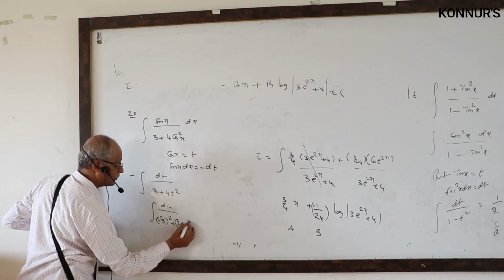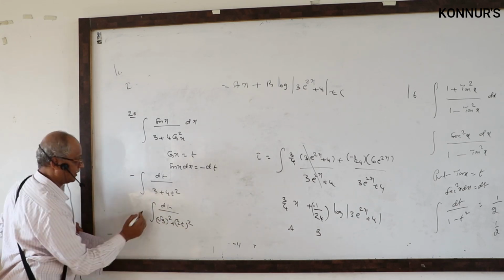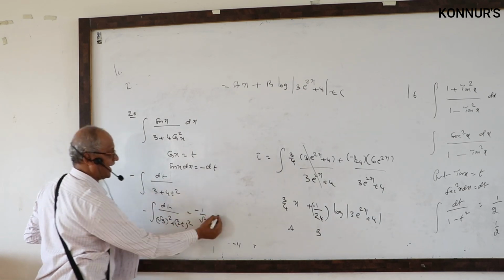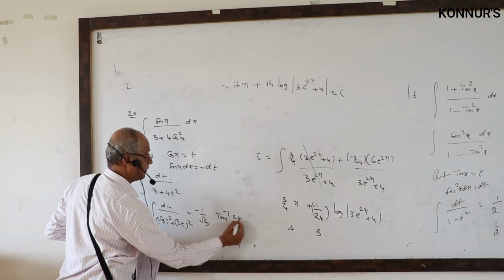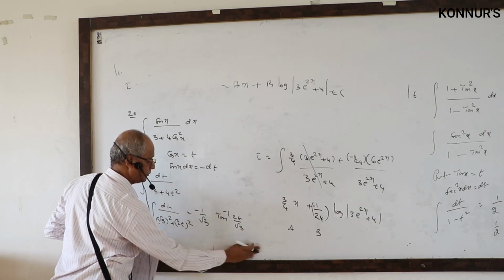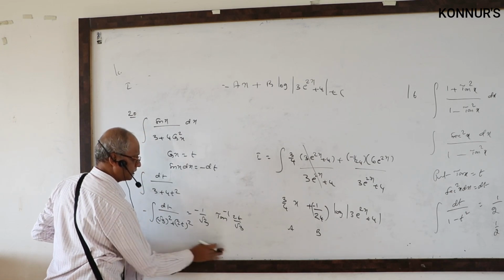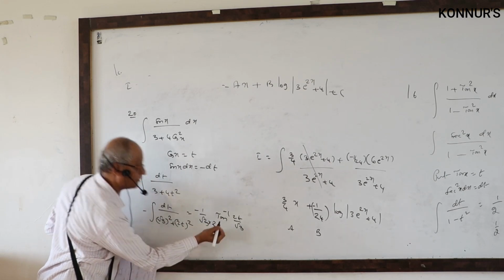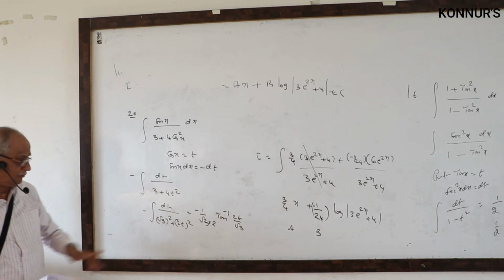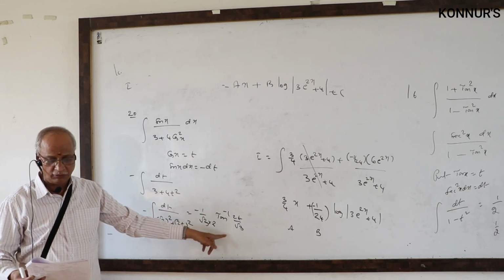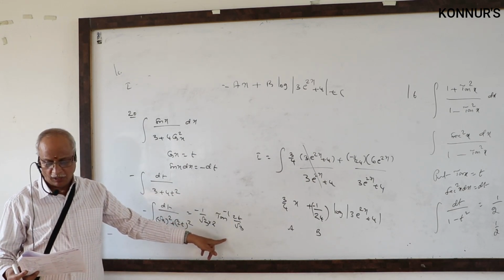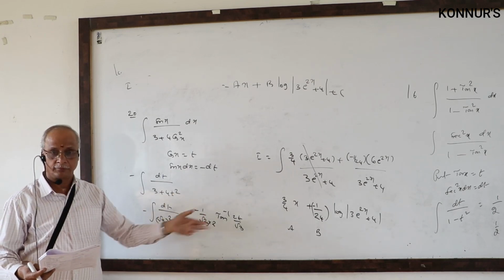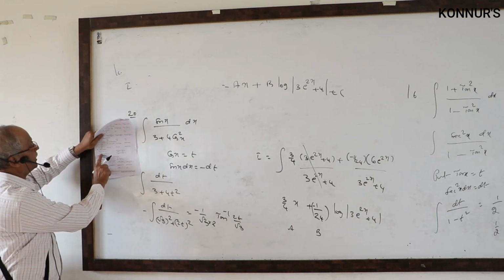Minus outside, dt by root 3 square plus 2t whole square. 1 by a square plus x square, what is the result? 1 by a tan inverse x by a. Is the answer finished? No, not yet, because the t coefficient is extra, the 2 will come outside. Minus 1 by 2 root 3 tan inverse of 2t, t value cos x. Where is that? Third option. Okay? The third option is the correct answer.